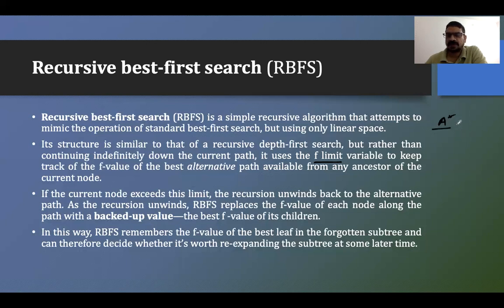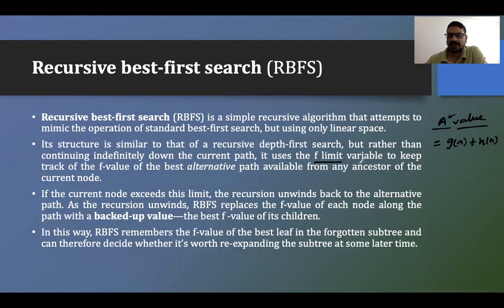So how do we find out the A star value? We have seen that in the A star search, we have to find out the cost, and this cost is nothing but your G of n, and we'll find out the heuristic value, which is H of n, and we'll add these two to get the A star value. The same thing we'll do here with the F limit, but with some other criteria.